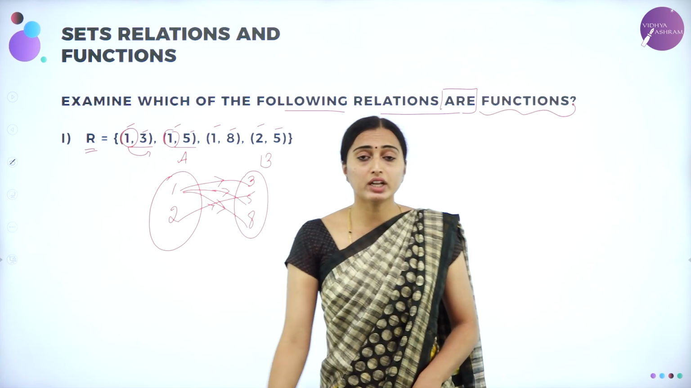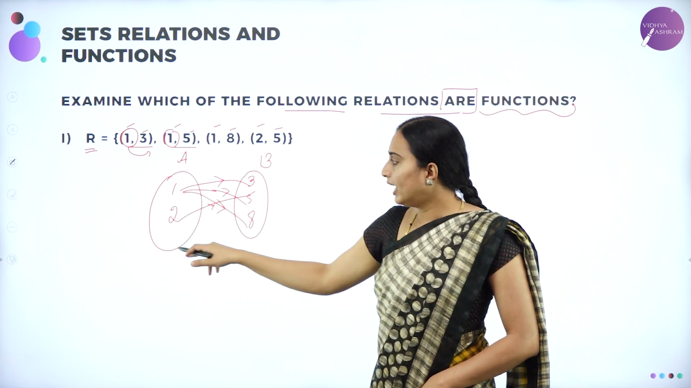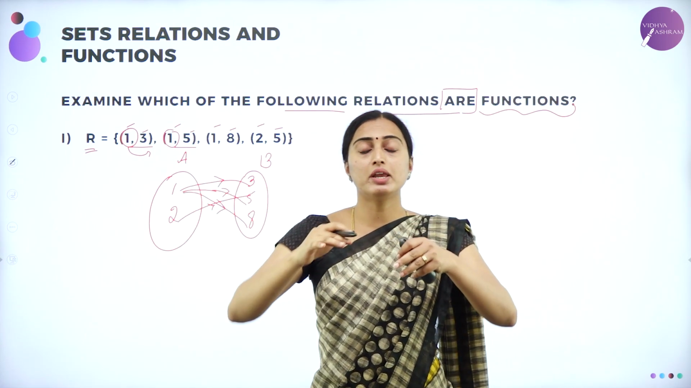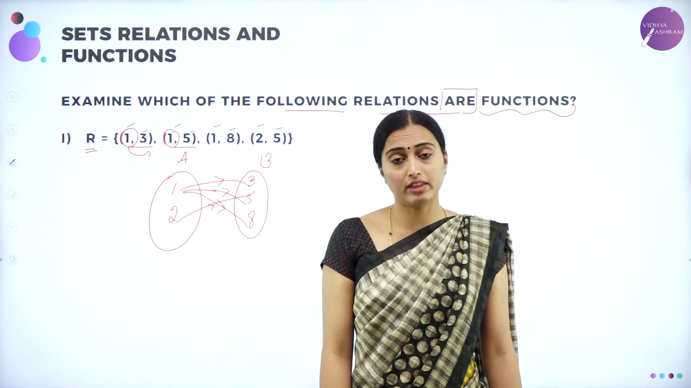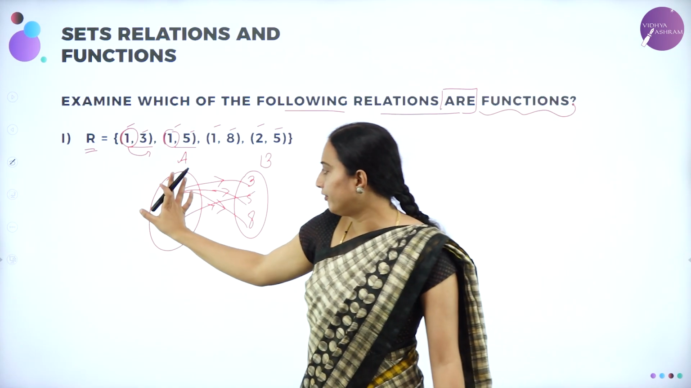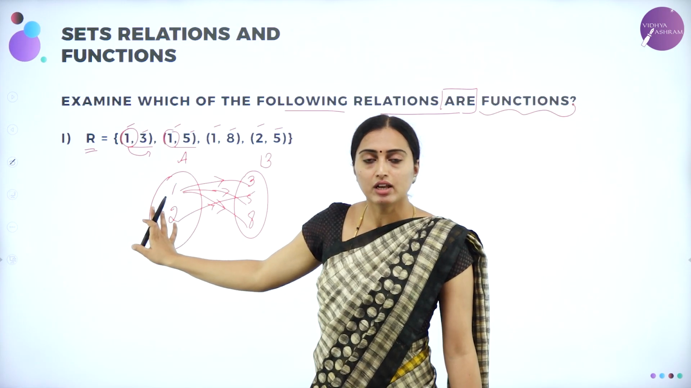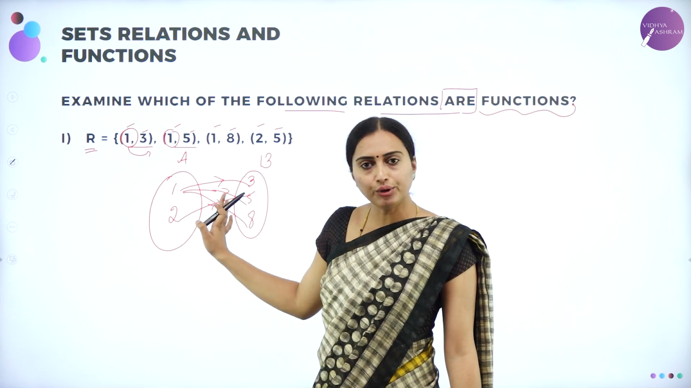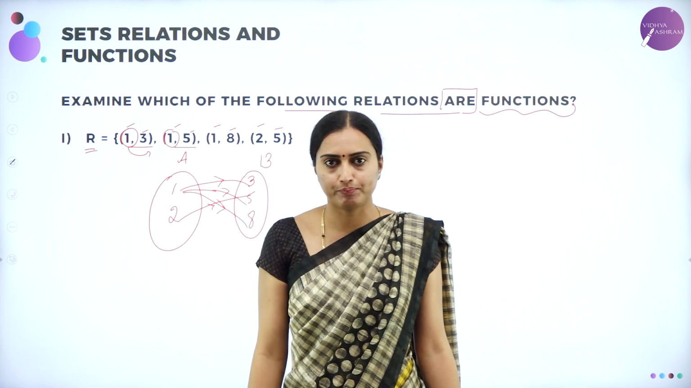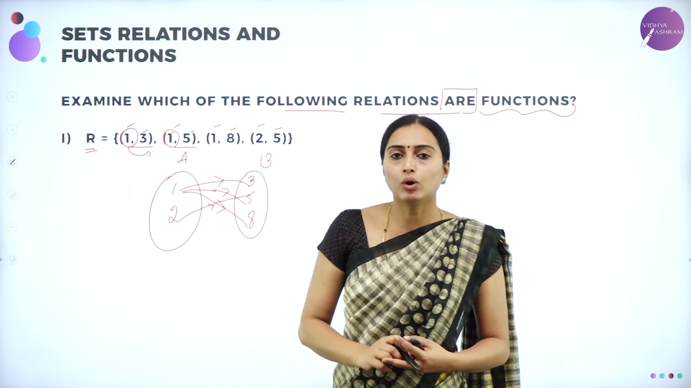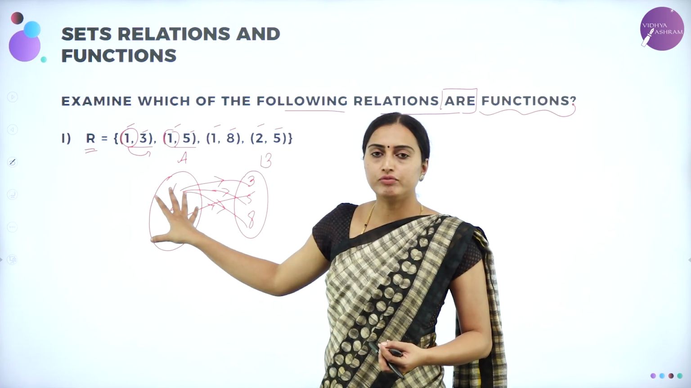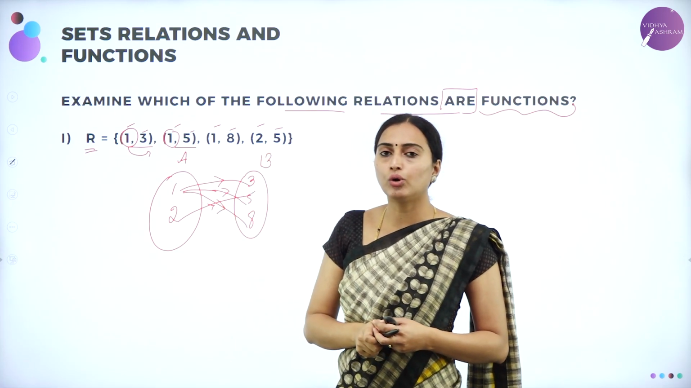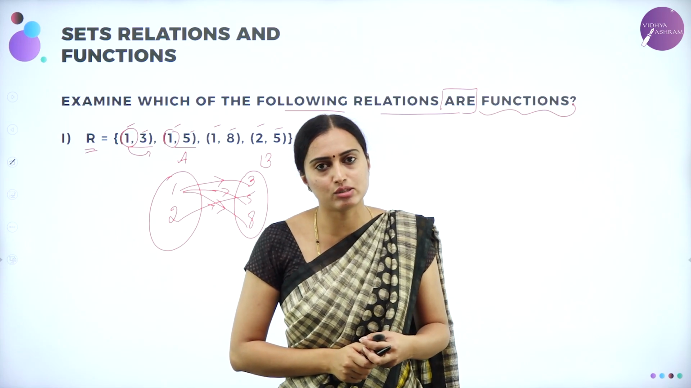Dear students, you can observe here that one element of set A has more than two images in set B. It should not be like that. Every element of the left-hand side set, that is the domain set, must have only a unique image in the codomain set. Then only it is said to be a function. I'll repeat once again: every element of the domain set must have a unique image in the codomain set. Then only it is known as a function. Otherwise it is not a function.